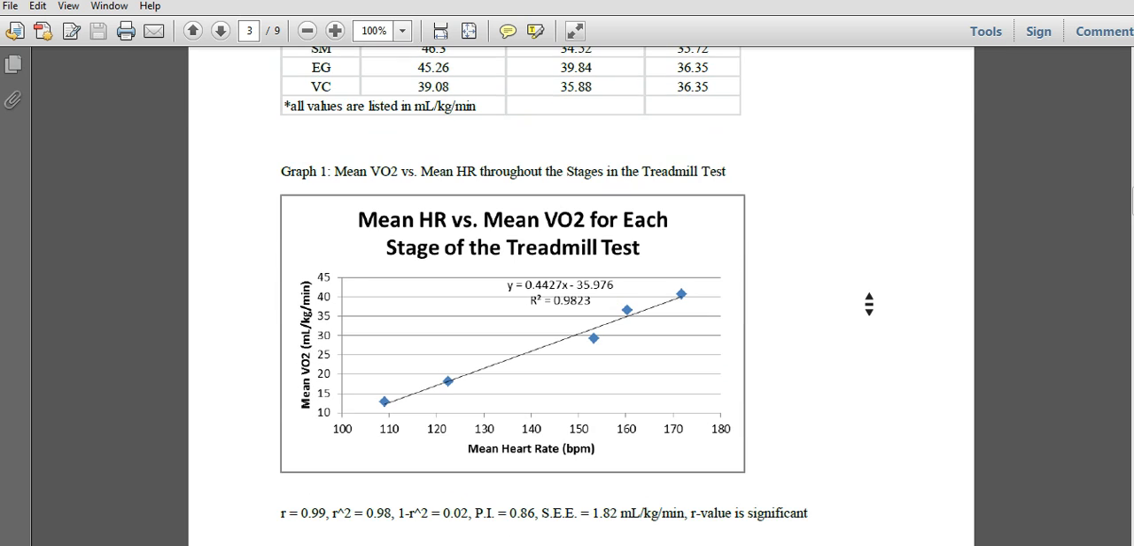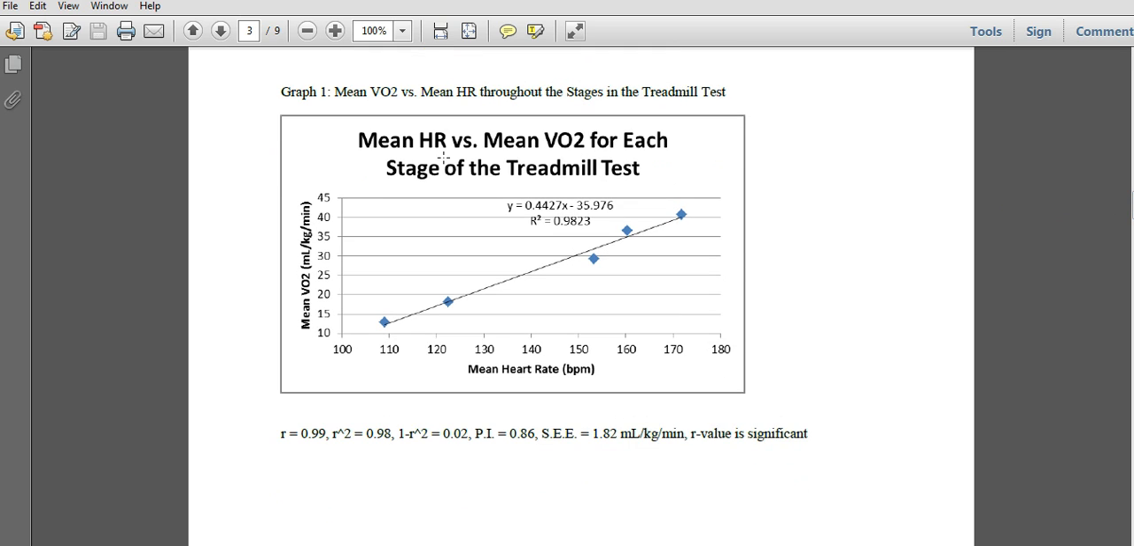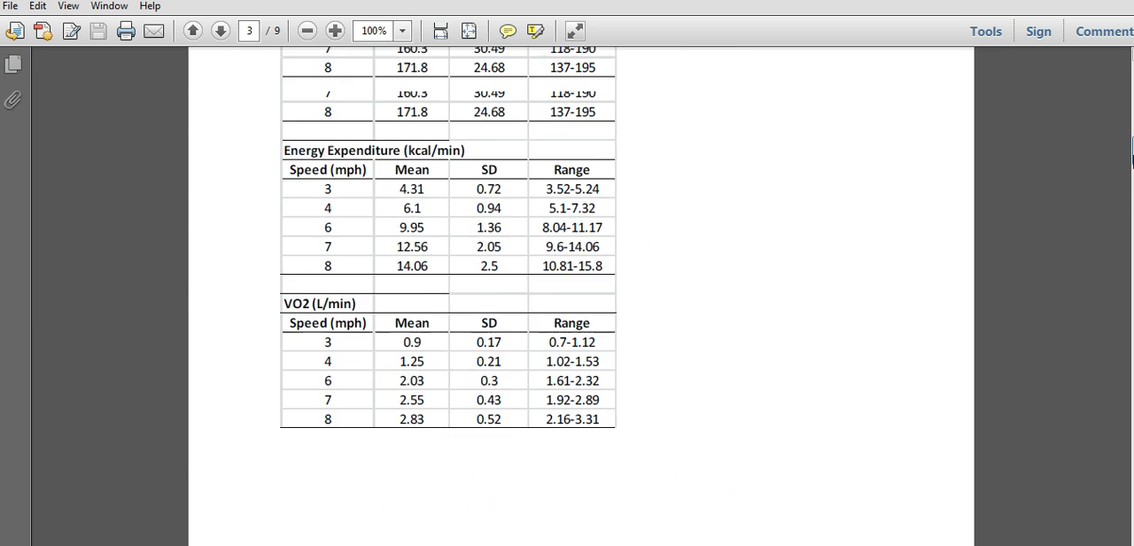Okay, next we have our graphs. So graph 1, I'm not going to show you how to do the graphs because you already know that, but the general things that you're going to need to create it, I'll go over. So first one, we have mean heart rate versus mean VO2, and this is for the treadmill test. What we're going to do is go into Excel, make 1 column for the mean heart rate, 1 column for the mean VO2, and each one of these points is going to be the average at a certain mile per hour. The nice thing is that you already have that from your graphs up here.